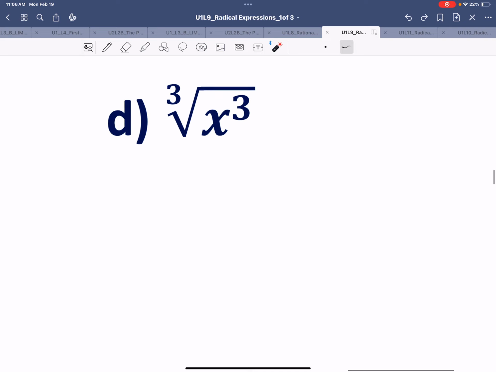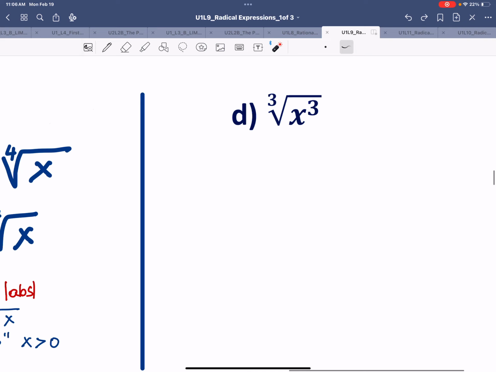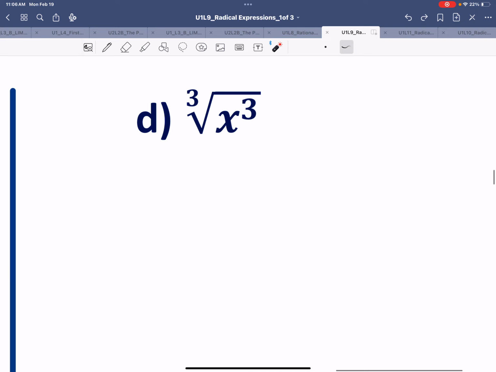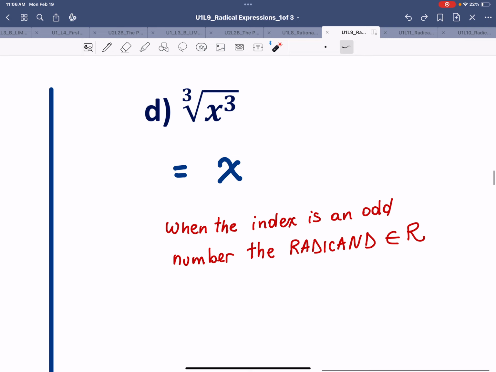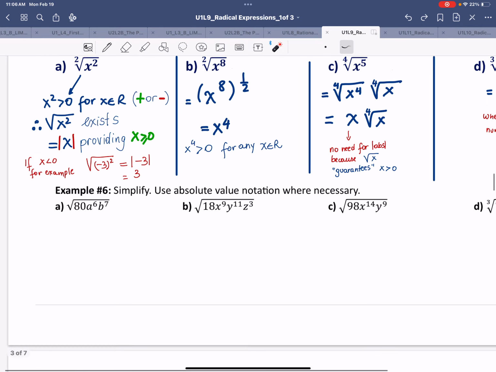Now let's move on to the next example. This time we have the third root of x to the power 3. Whenever you see that the index is odd, have no fear and just simplify like you would any number, because when it comes to odd roots, we can take out either positive or negative. So in this case, we're simply going to write x, because when the index is an odd number, the radicand can be any real number.